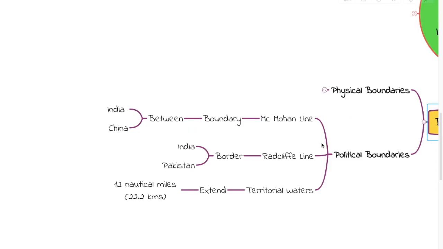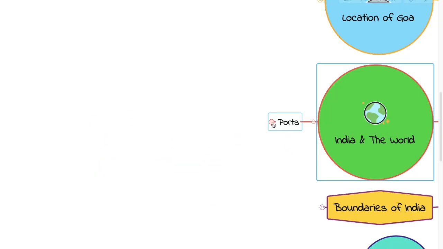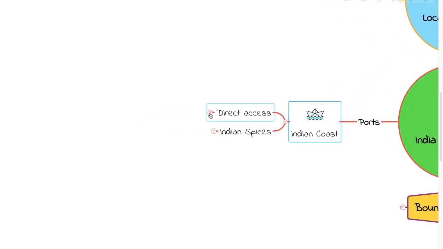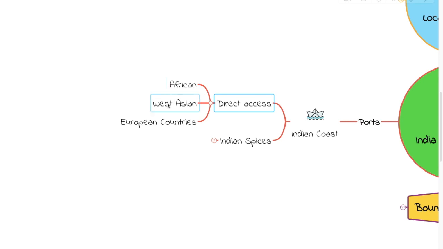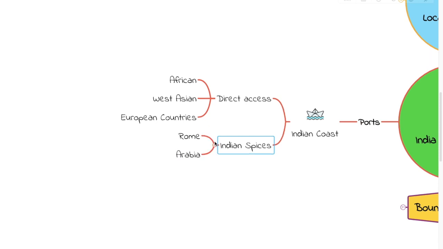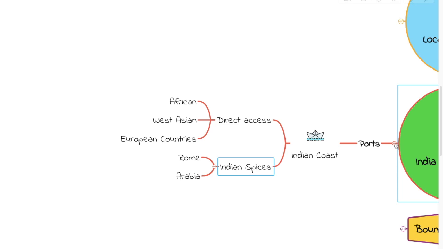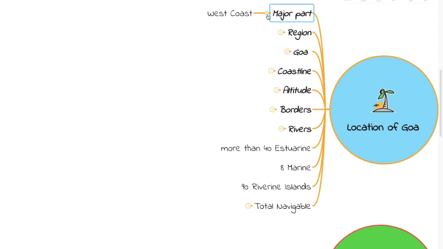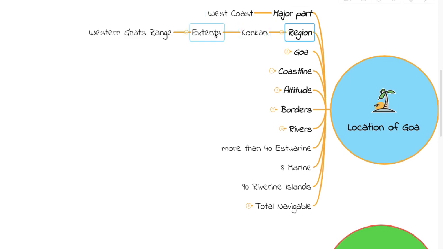Let's talk about India's relationship with the world. Ports on the Indian coast have direct access to African, West Asian, and European countries. Indian spices were always in demand in Rome, Arabia, and other parts of the world. Let's take one example. Let's talk about the location of Goa. Major part of Goa is along the west coast of our country. This region is known as Konkan and it extends to the Western Ghats range of mountains.